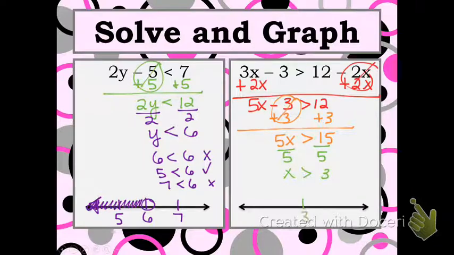3 is my cutoff point. I need at least one number smaller and one number larger. 3 is not a solution, so I have an open circle as my cutoff point. 2 is not a solution, but 4 is. So I shade on the side with the 4, but not on the side with the 2.